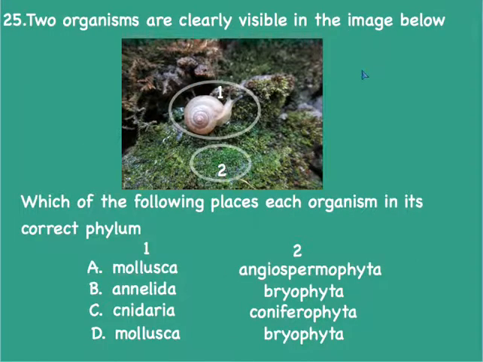2 organisms are clearly visible in the image below. Which of the following places each organism in its correct phylum? Organism 1, a snail, belongs to the mollusk phylum. As you can see, it does have a shell. And organism 2 are mosses, which have no true roots or leaves. They belong to the phylum Bryophyta. So therefore the answer would be D, Mollusca for 1, and for 2, Bryophyta.